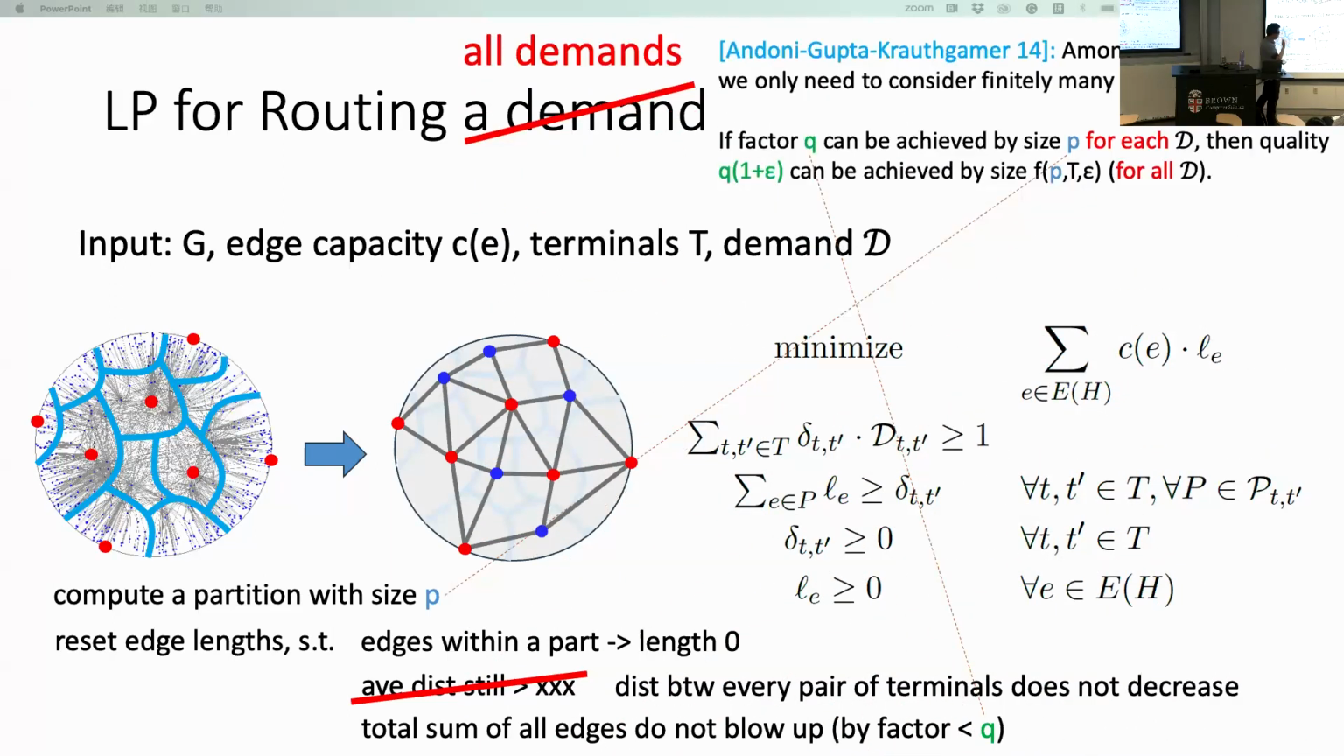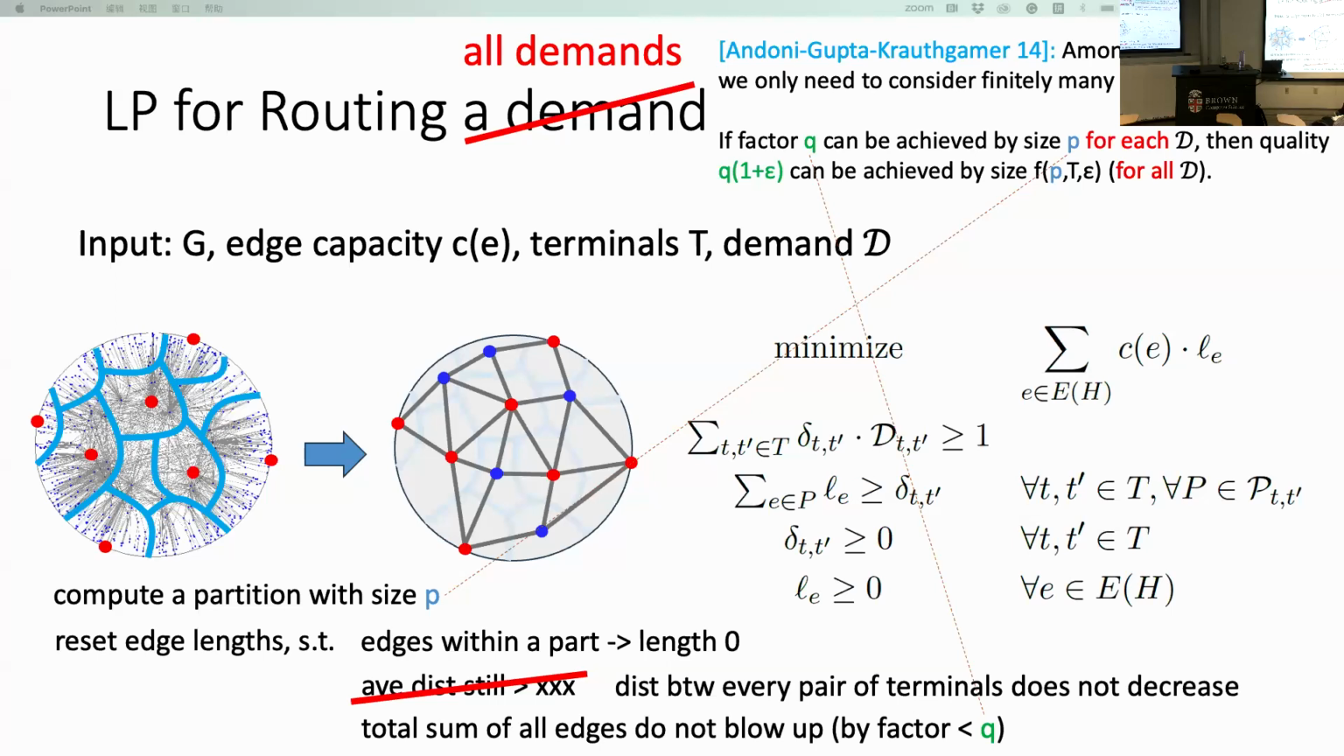Okay, but let me try to ease your mind with the following previous work mentioned previously by Andoni, Gupta and Krauthgamer. They say that we only need to deal with one demand. So they say that if we can deal with one demand well, then you can simultaneously deal with all demands well. Specifically, if size P here can be achieved with quality Q here, then you can achieve quality Q times 1+ε simultaneously for all demands with size bounded by some function of P, T, and ε. Okay, this is some horrible looking function, like super exponential maybe. But it only depends on P, T, and ε.